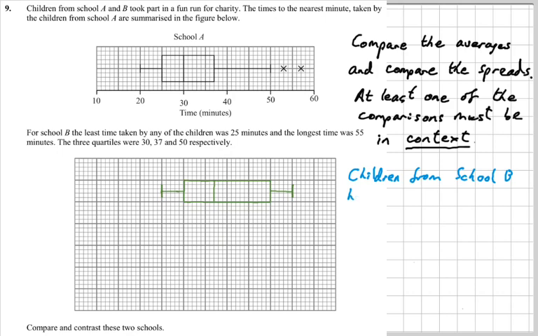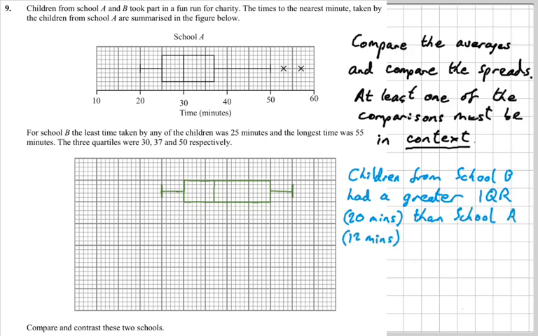I'm going to do the spreads first, so I spot very clearly children from school B had a greater interquartile range, which was 20 minutes, than school A, which was 12 minutes. You do need to put the numbers on, so don't forget to do that. That's why I've done that in brackets. Now I still don't feel like I've given any context to this. I've put children from school B and minutes, but I need to say what this means. What does having a greater IQR mean? Well, it means that you are less consistent. If you have a bigger interquartile range, then it's less predictable what scores or times you got. You're less consistent, it's more spread out.